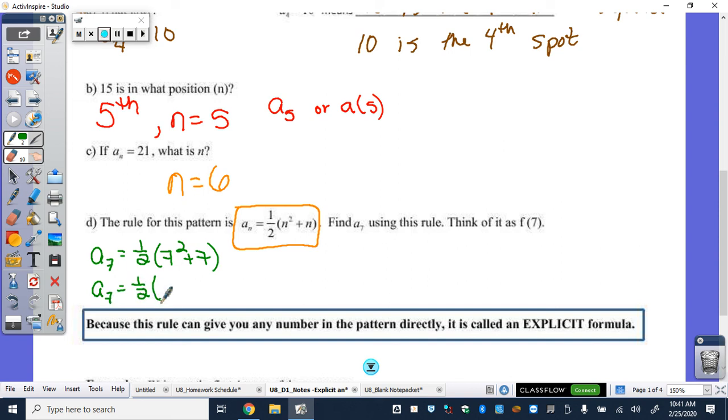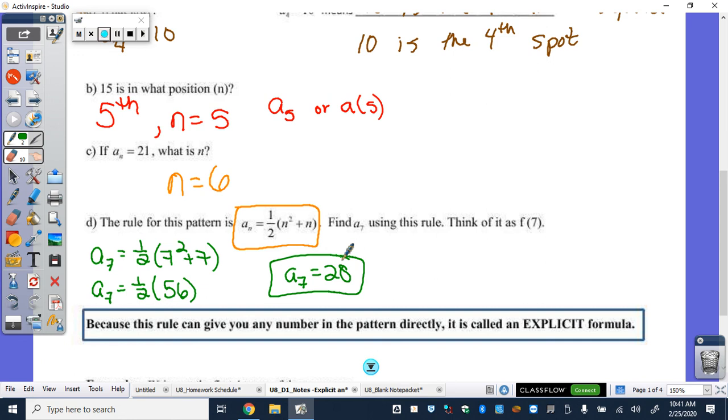So 7 squared plus 7, what does that give us? 56. And then times 1/2 gives us 28. So our 7th term in that sequence is going to be a 28.